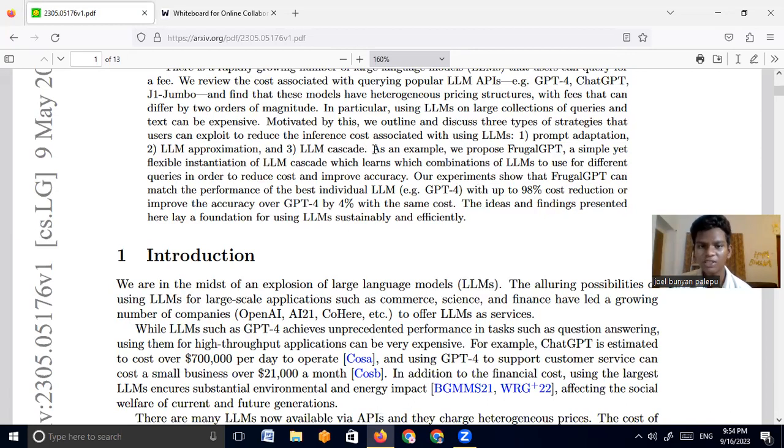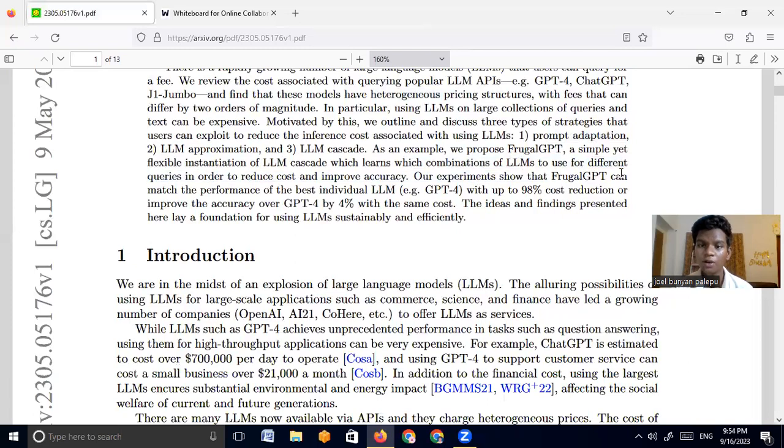So yeah, we'll study. So these three strategies, I think, are used to reduce the inference cost. To reduce the inference cost, these three strategies are basically used.